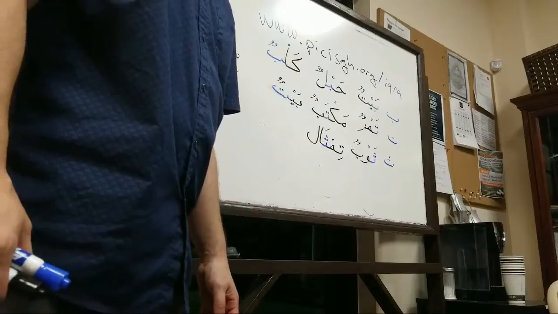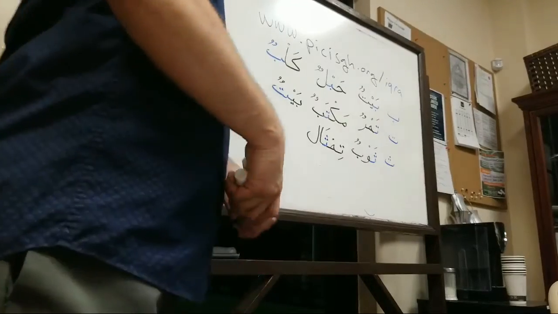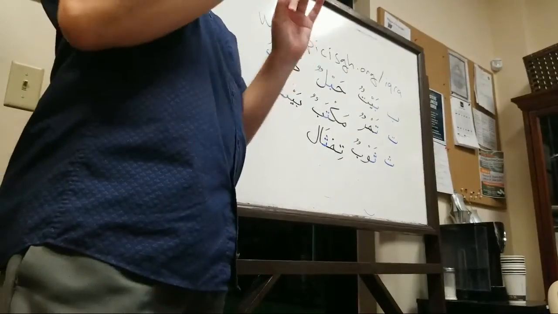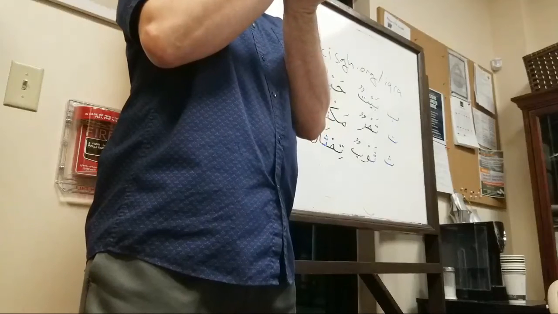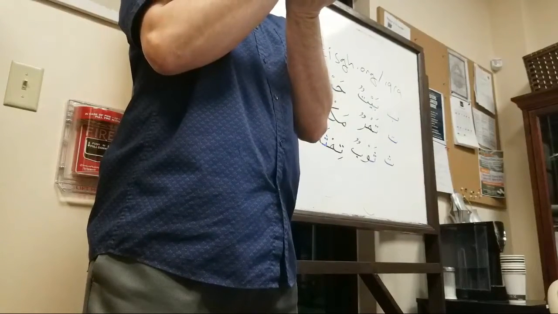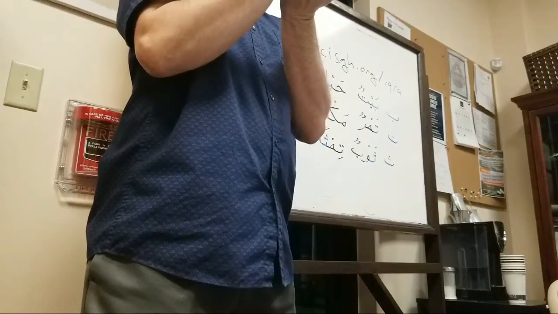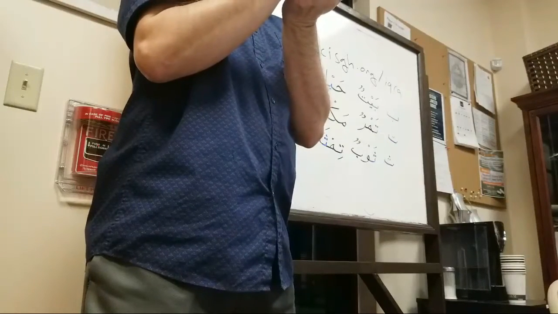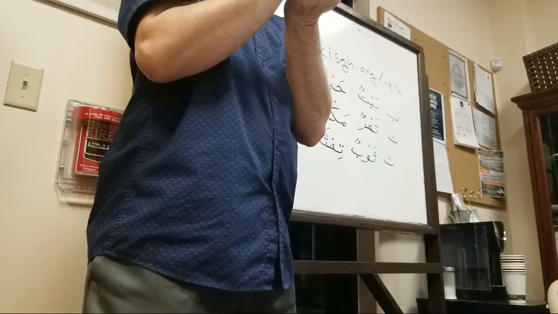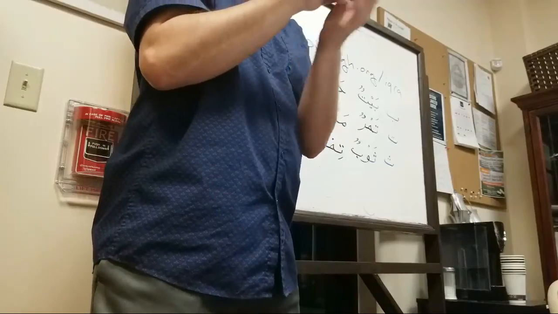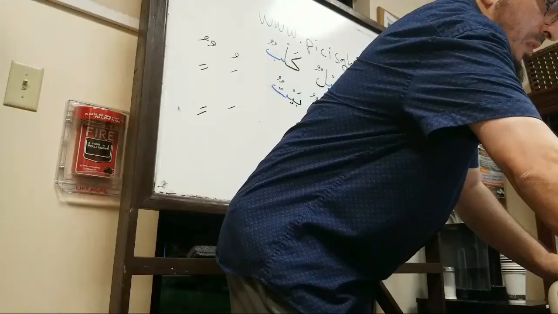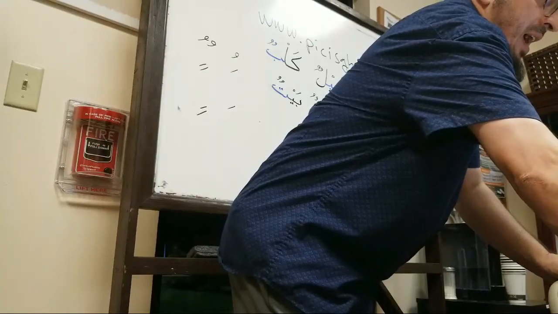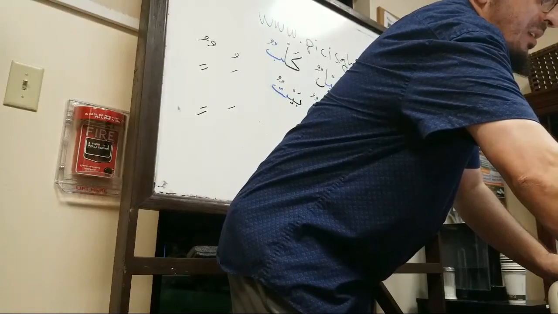If it doesn't have a Hamza, it's automatically long. Just so you can know the length of it, it's raising your finger once. Timthal. You see that? Kitab, bab. So it's like raising the finger once. Al Timthal.